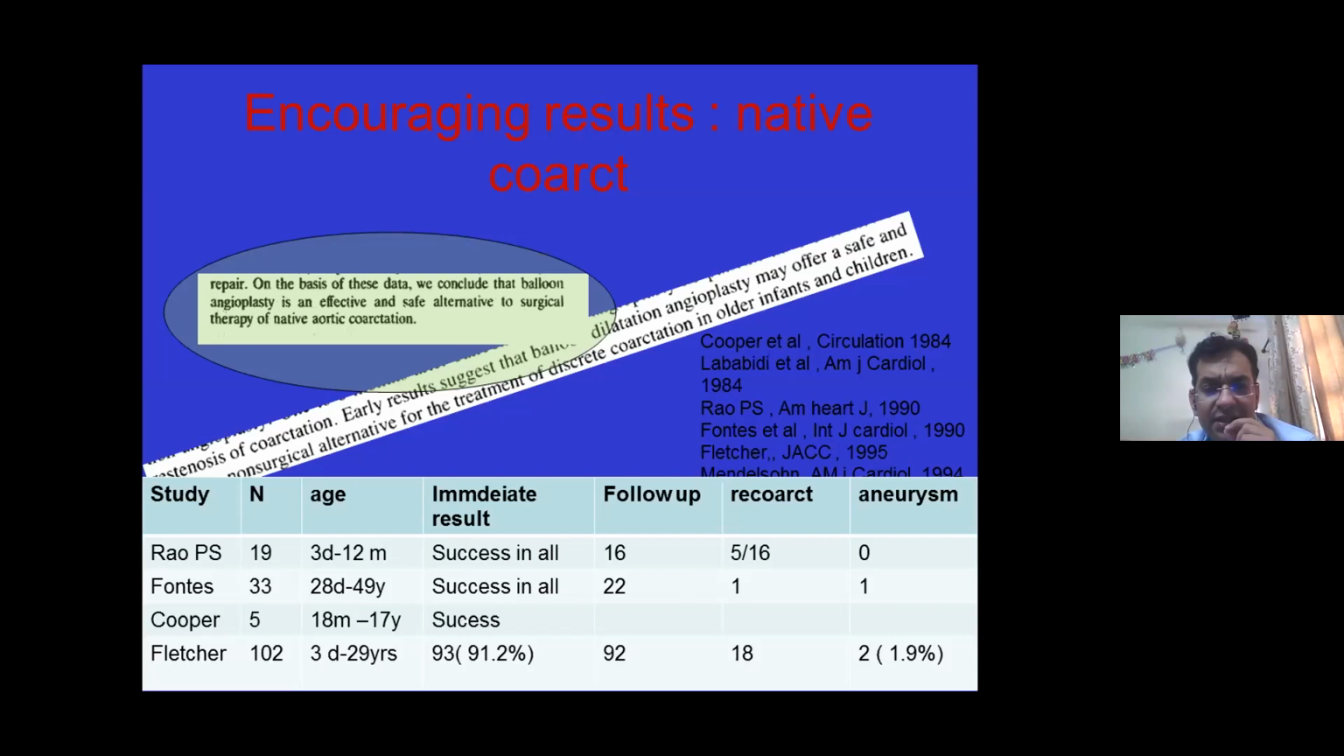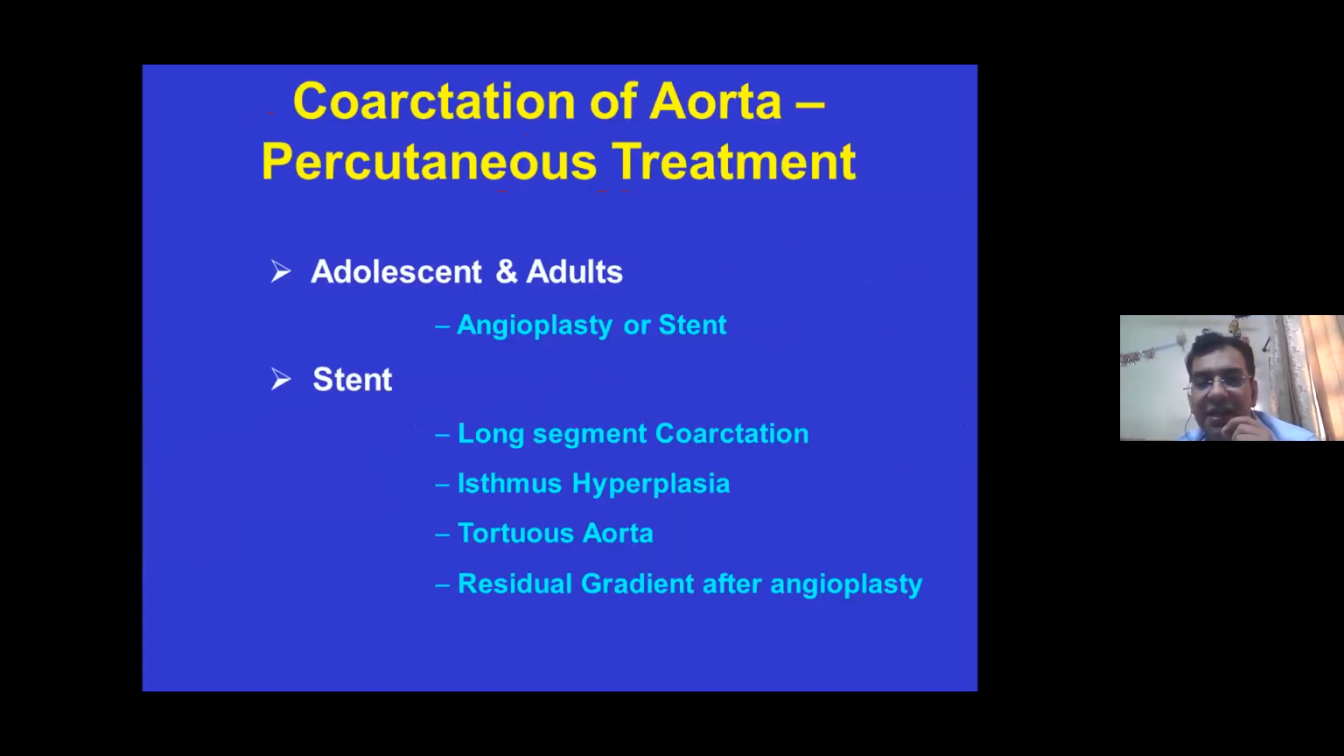Clearly, there is no established method now for any of these patients. Multiple case reports all across the world have clearly shown that coarctation stenting is an accepted modality, particularly for adolescents and adults. Whenever it's a long segment coarctation, isthmic hypoplasia, a tortuous arch, or a residual gradient after angioplasty, it is always a good idea to go for a covered stent.